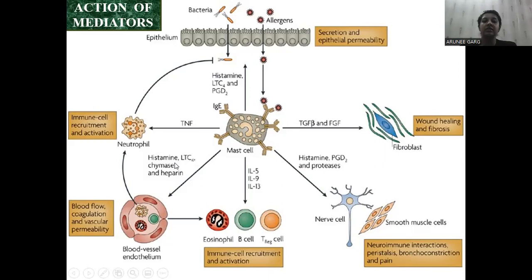The histamines and heparin act on the blood vessel endothelium and regulate the blood flow, coagulation, and vascular permeability. The tumor necrosis factor acts on the neutrophil and is responsible for immune cell recruitment and activation. And the histamine and prostaglandins that are released affect the secretion and epithelial permeability.